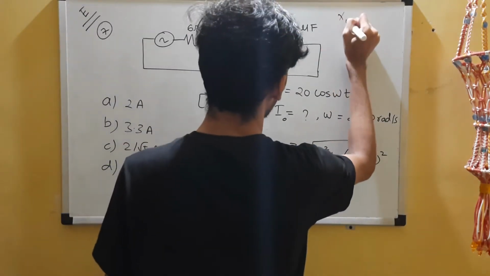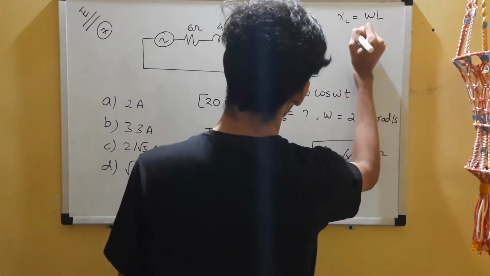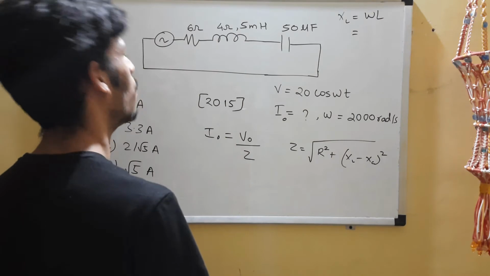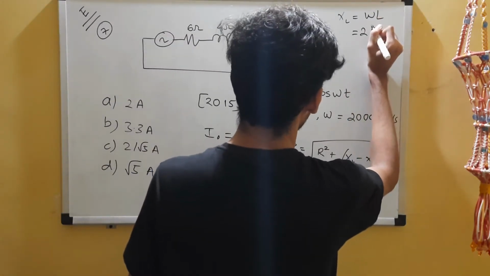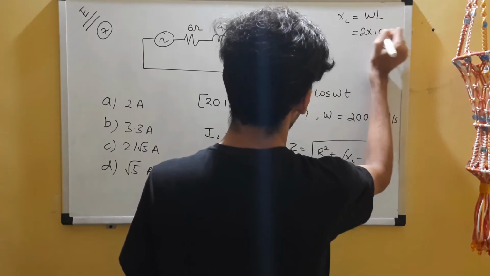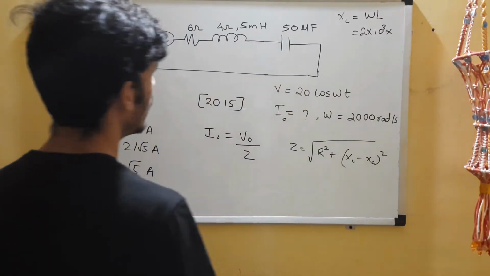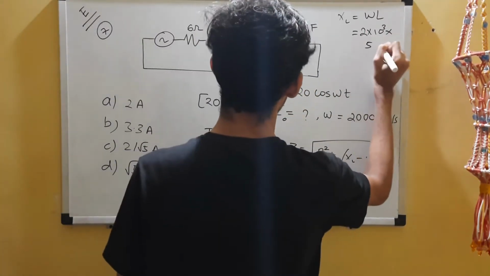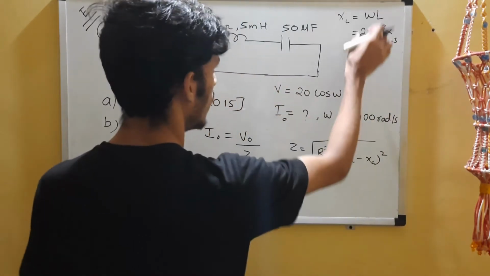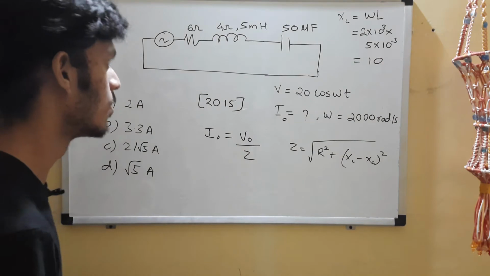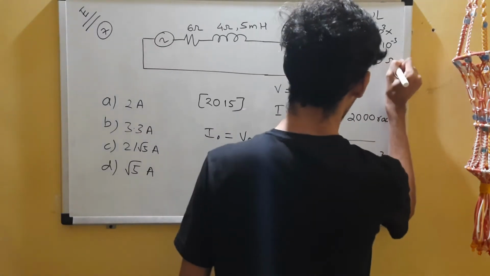XL is given as omega L, right? Anyways, so omega is 2 into 10 to the power 3, 2000. L is 5 into 10 to the power minus 3. Okay, 2 5s are 10, so that will be 10. This and this will get cancelled. So XL is 10 ohms.